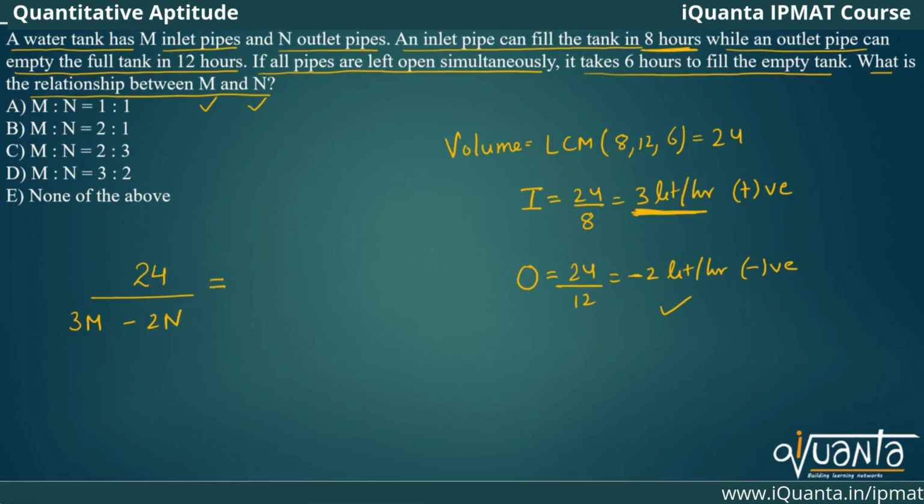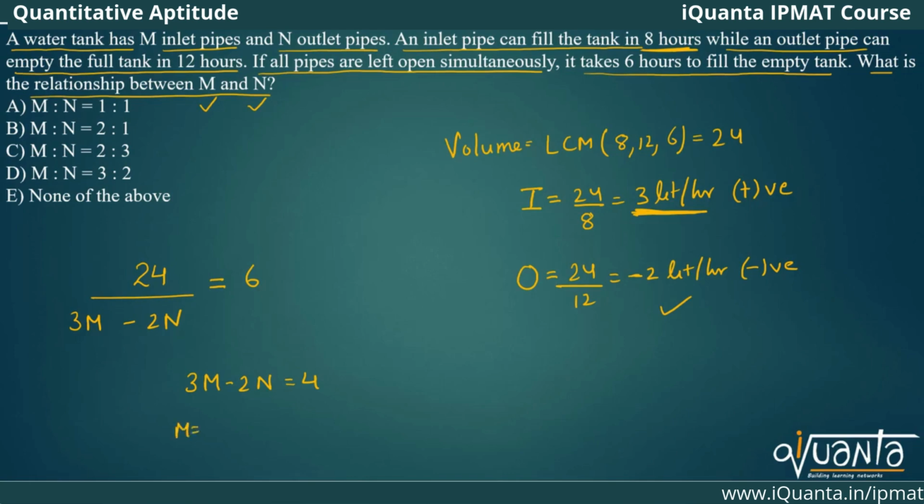So time taken is equal to 6 hours. We have to find out the relationship between m and n. So we can solve this further and write it as 3m minus 2n will be equal to 4. Now let us try to find out possible values of m and n.